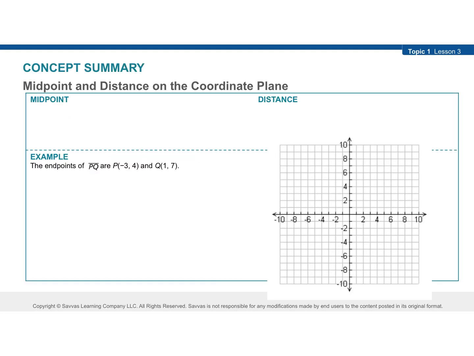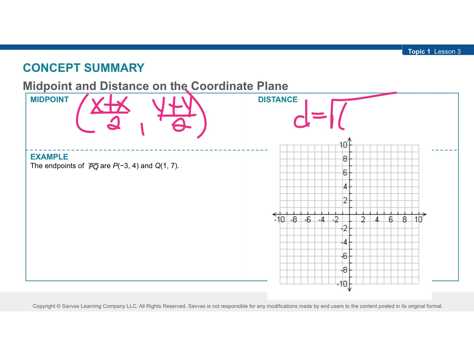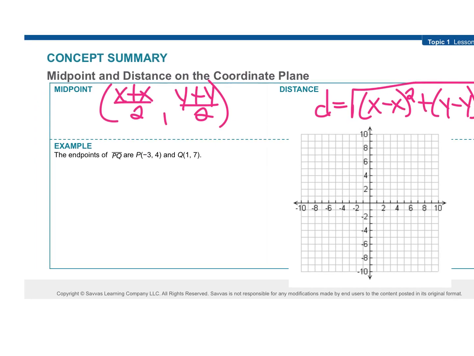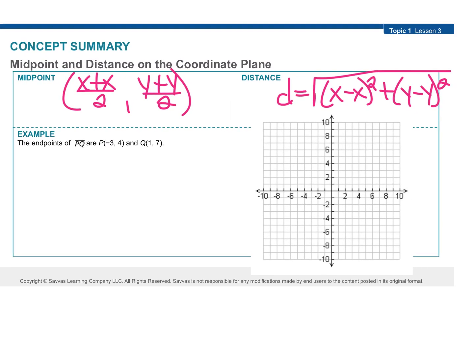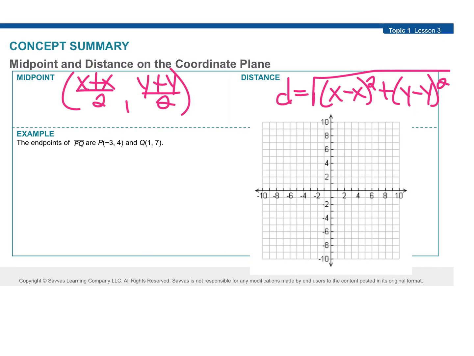Midpoint and distance on the coordinate plane. Remember the midpoint: x plus x divided by 2, and y plus y divided by 2, and distance looks like this. And then it wants us to find the endpoints. It wants us to find the midpoint, and the endpoints are -3, 4, and 1, 7.